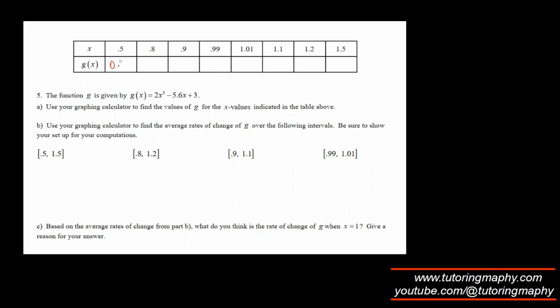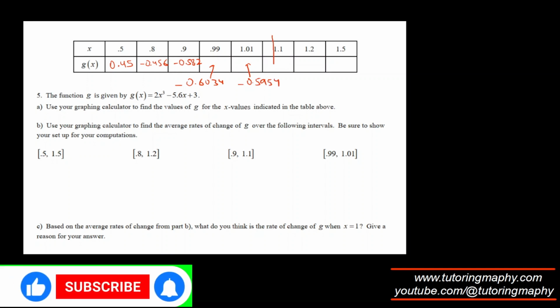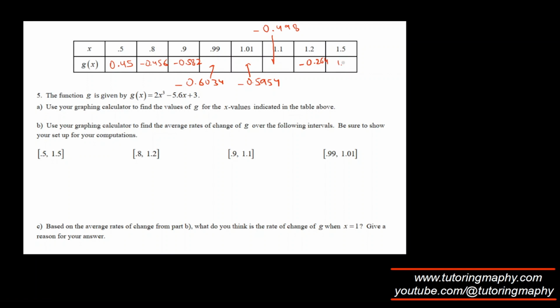At 0.5, I'm getting 0.45. Over here, I'm getting negative 0.456. Here, I'm getting negative 0.582. At 0.9, I'm getting negative 0.6034. Over here, I'm getting negative 0.5954. At 1.1, I'm getting negative 0.498. Over here, I'm getting negative 0.264. And over here, I'm getting 1.35.